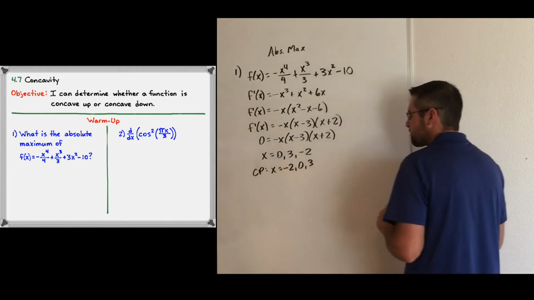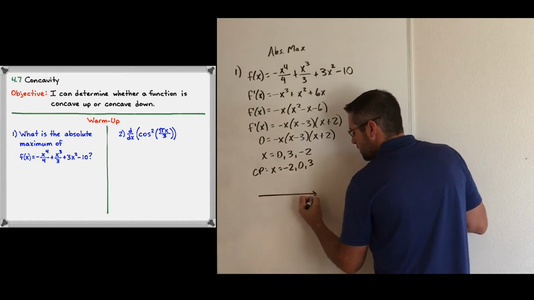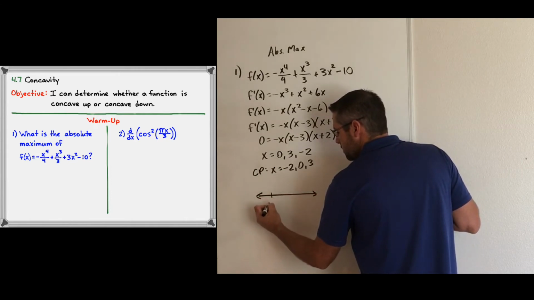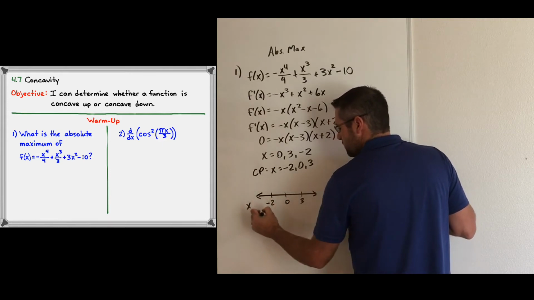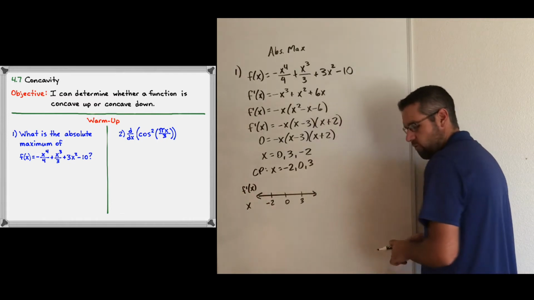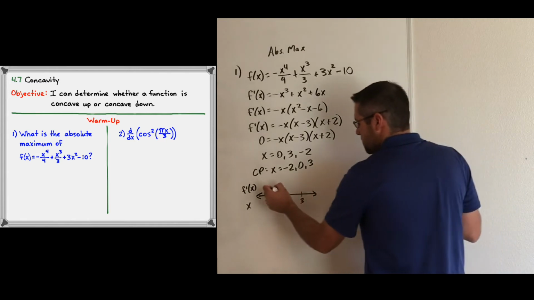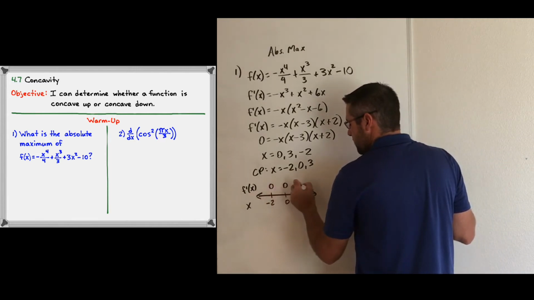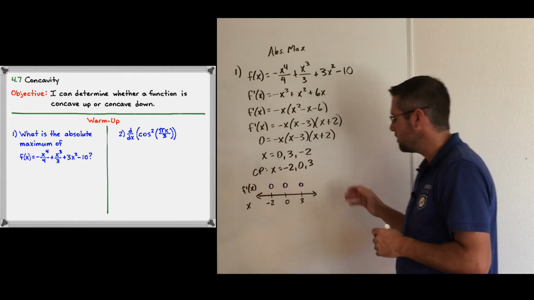and 3. Now from here, I'm going to go ahead and draw a number line to get an idea of what's going on. So negative 2, 0, and 3 are all x values, and we're going to figure out what the derivative values are for points within the intervals in between. So we know that the derivative was 0 at those 3 points. Now we're going to plug in numbers on either side of those.